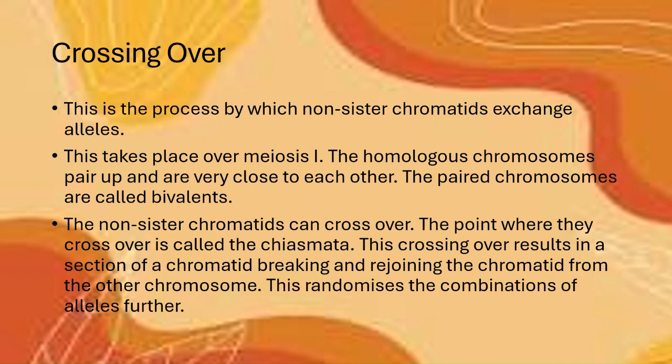The non-sister chromatids can cross over, so emphasis on non-sister chromatids, and the point where they cross over is called the chiasmata. This crossing over results in a section of the chromatid breaking and rejoining the chromatid from the other chromosome. So basically swapping bits. That's how you can think about it. And this randomizes the combination of alleles further.